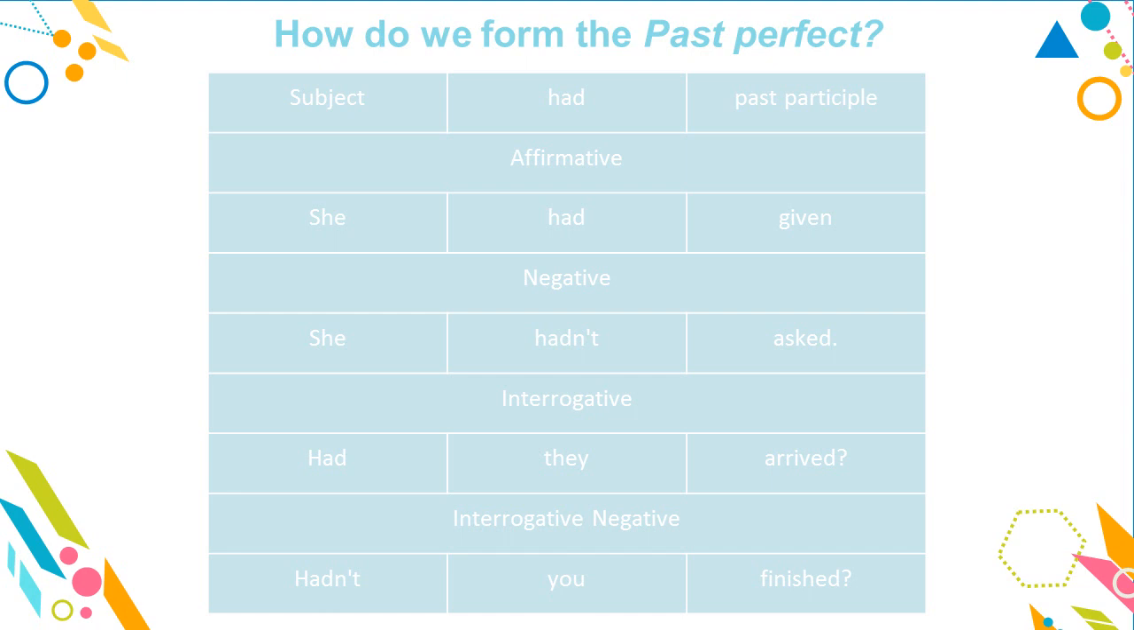And now we move to the other section of today's lesson, which is the past perfect. How do we form the past perfect? By using subject plus had plus past participle. In affirmative form, we say she had given. And in terms of the negative form, we say she hadn't asked. And in terms of the interrogative form, we say had they arrived. And in terms of the interrogative negative, we say hadn't you finished?